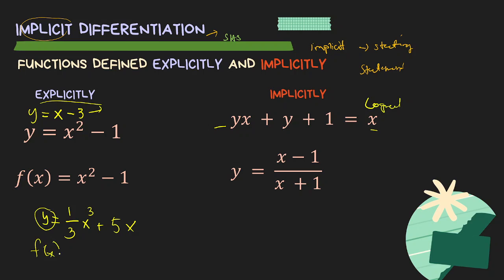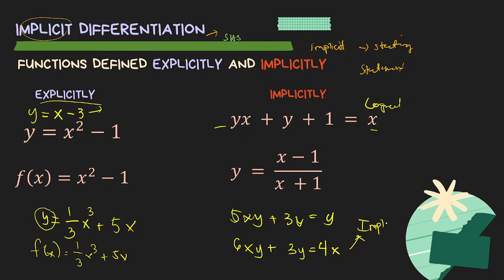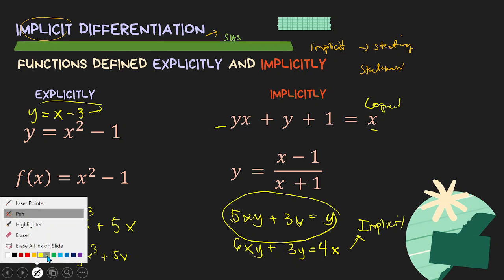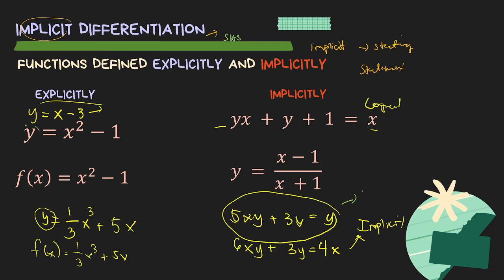Because if I take f of x, the answer is still this one, right? 1/3 x cubed plus 5x. Now, what if it is like this: 5xy plus 3y is equal to y. Mr. Ralph, is this implicit or explicit? For example, 6xy plus 3y is equal to 4x. Is this implicit? Implicit, because the x and y are combined. Same with this one, implicit still. So that is all. As long as y is isolated, it is explicit. Okay?